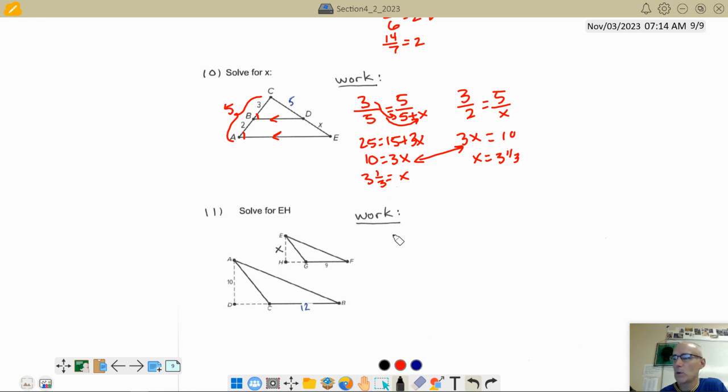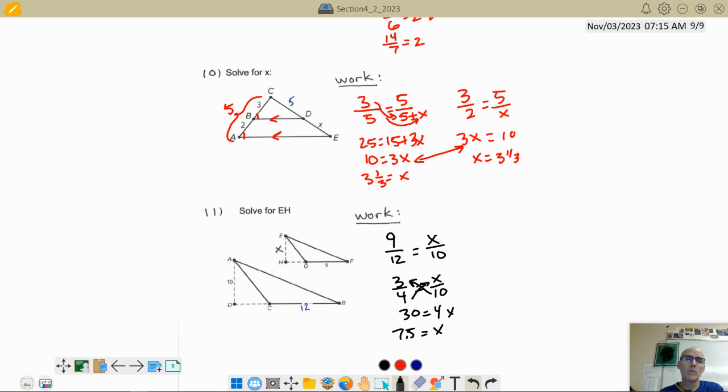So 9 to 12, so you go 9 to 12 is equal to x to 10. X and 10 are the heights of the triangle, right? And so let's see, I'd reduce first. So I get 3/4 is equal to x to 10. And then we're going to cross multiply, right? So we get 30 equals 4x. You divide by 4, and it goes into there 7.5 times.